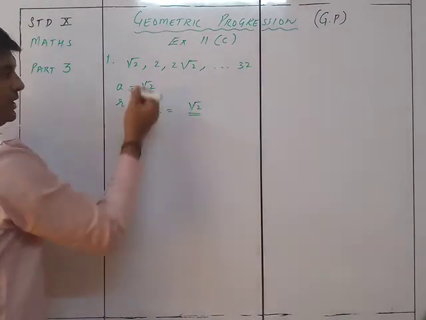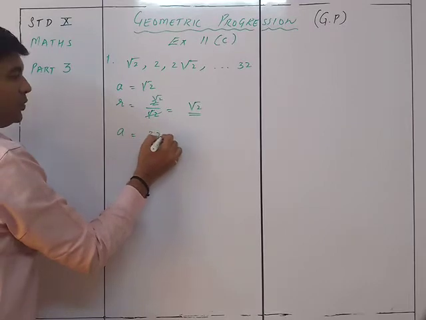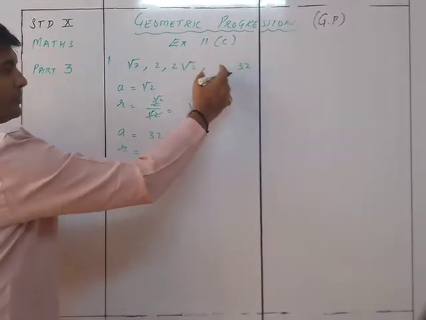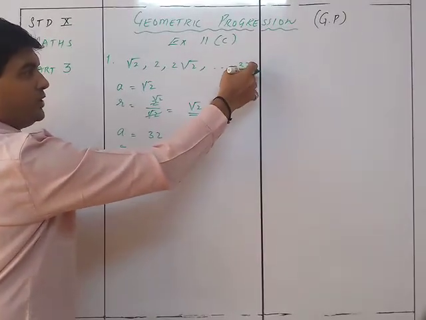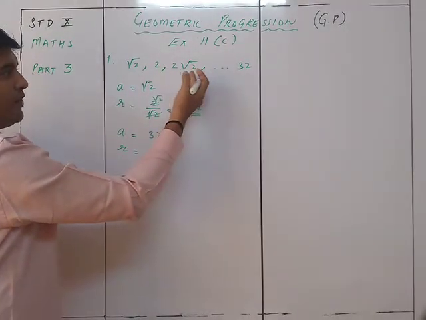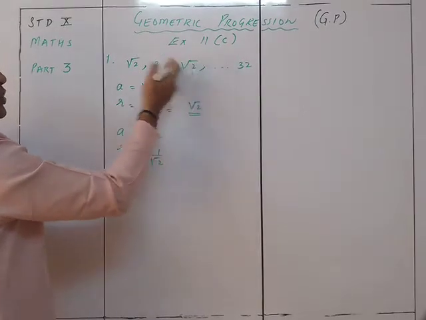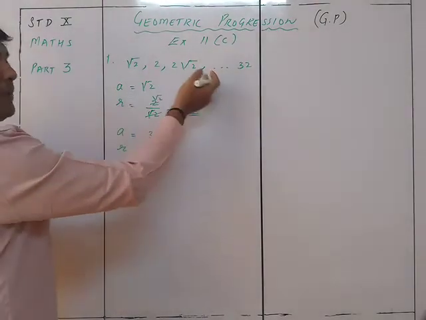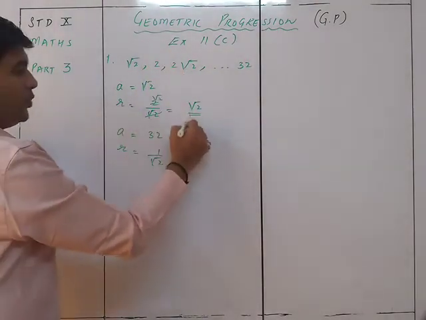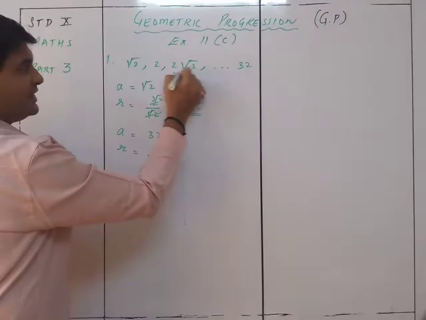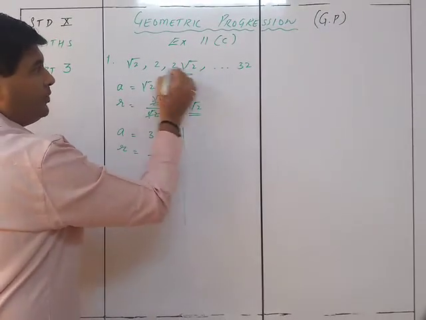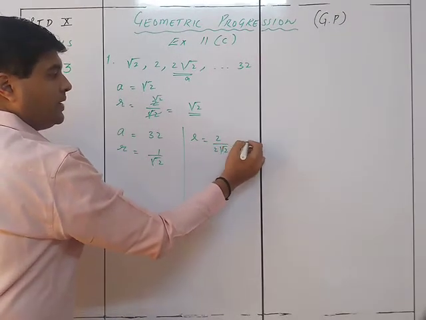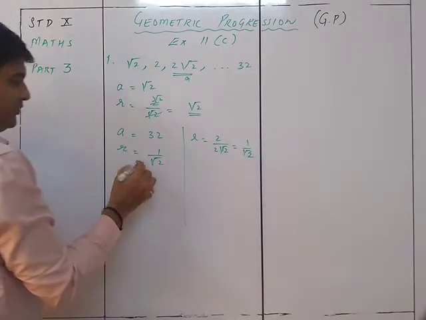So if I start from here, what will happen? A will be equal to 32 and R will be equal to 1 upon root 2, because something into root 2 is going to give me 32. So if I go in reverse, what will happen? If this is my first term, then 2 root 2 upon 2 will be root 2. If I go on, it will be 2 upon 2 root 2. If I go in reverse, suppose this is the term as A, then R will be equal to 2 upon 2 root 2, so it will be 1 upon root 2.